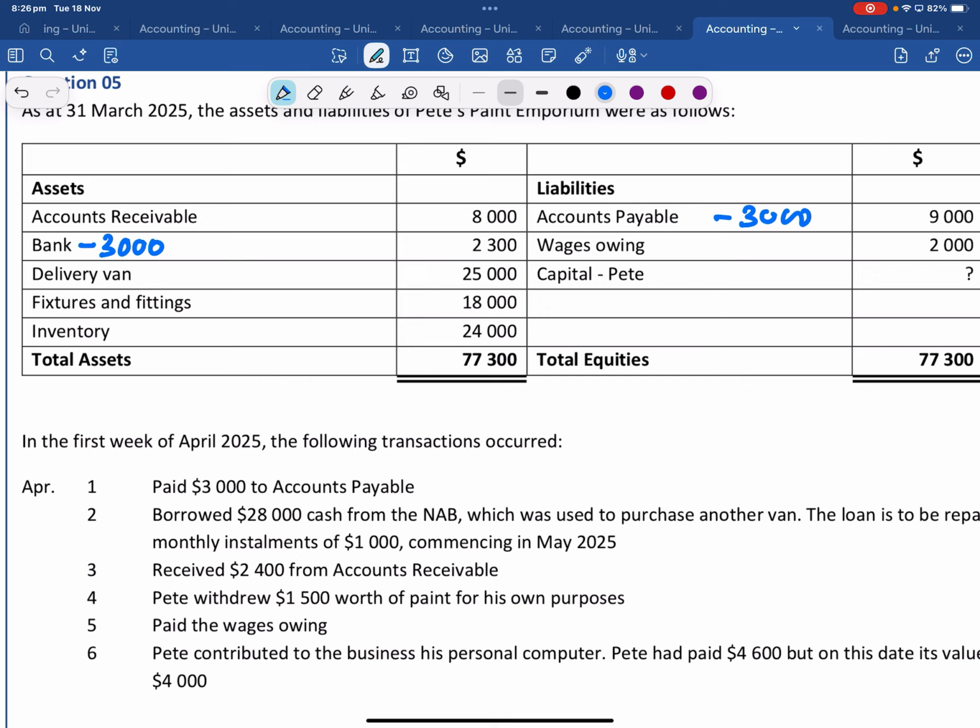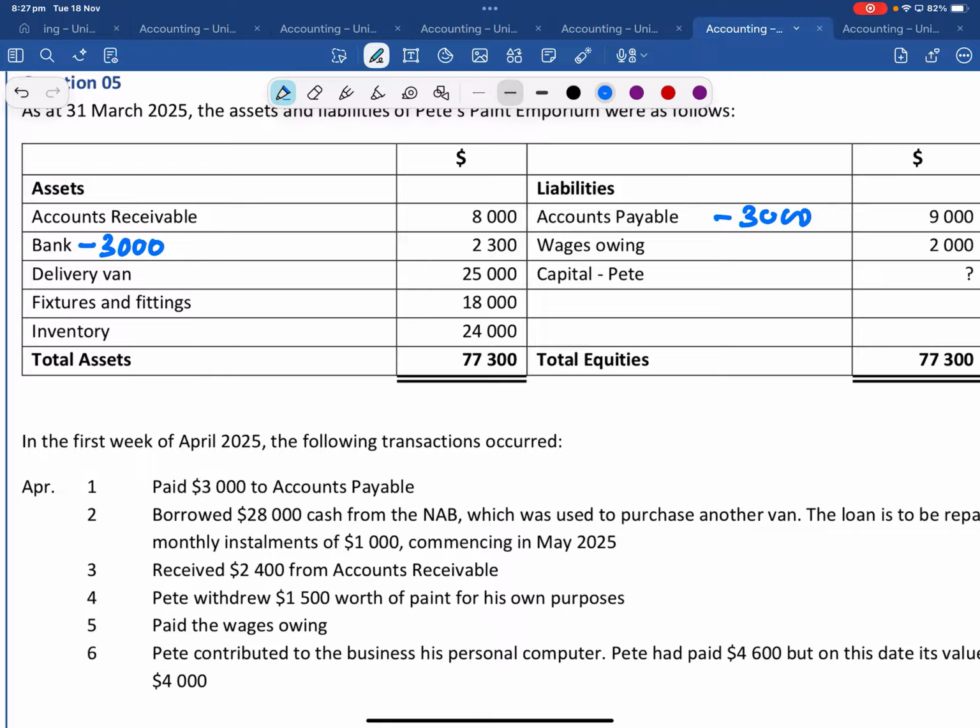We borrowed money. That means we get the money, 28,000 to the bank, and also the next moment we are paying it. So that effectively has zero impact. Yeah, it cancels out. Those two transactions set off the bank. Then what will happen? When we got the money, our loan increases. And on the other hand, from the money we purchase the van, so then van increases.